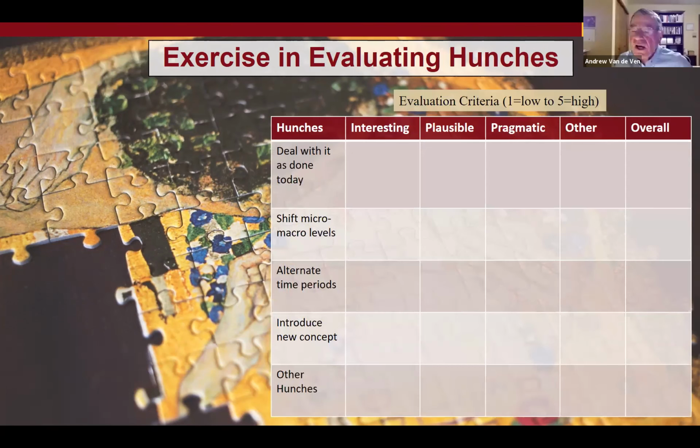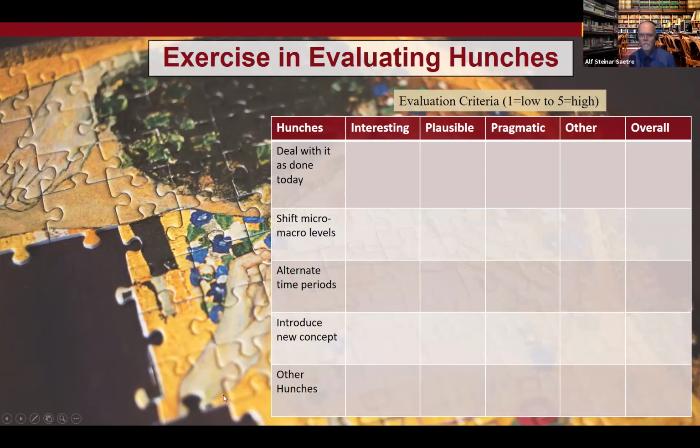And once you've developed your hunches, such as dealing with it as you do today, shifting levels, alternating time periods, introducing a new concept, and others, now start applying some criteria: interestingness, plausibility, pragmatics, or others, but do so consistently across all of your hunches, so that your evaluation criteria are going to be improved.